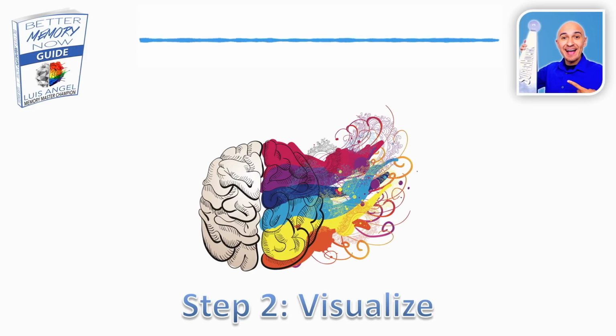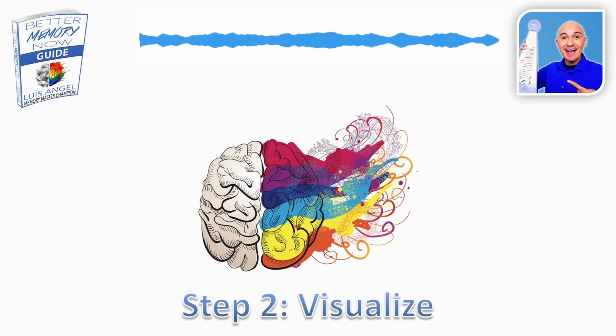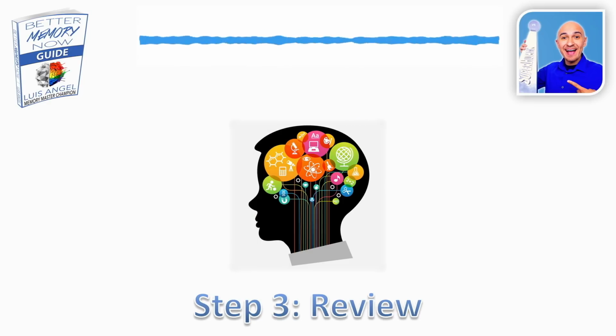Step 2 is to visualize. This means that we're going to take the information we want to memorize and turn it into an image to store it along that sequential route. And then step 3, for long-term memory retention, we need to review that information.